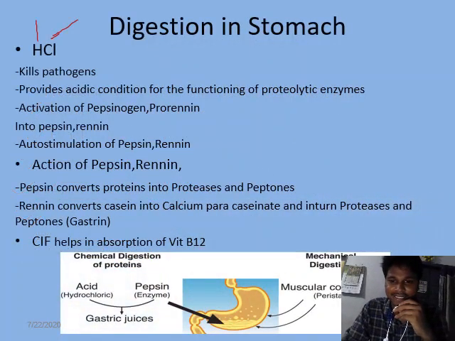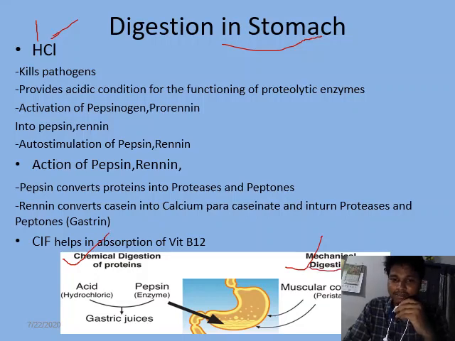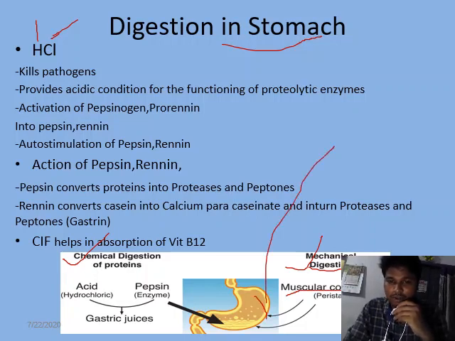Let's learn about the digestion in stomach. In the stomach we find 2 kinds of digestion: mechanical digestion and chemical digestion. Mechanical digestion is nothing but the muscular contractions created by the walls of the stomach. We learnt in the earlier class that walls of stomach contain 3 kinds of muscles. They are circular muscles, longitudinal muscles and oblique muscles. These muscles create peristaltic movements which helps the food to mix with the gastric juice.